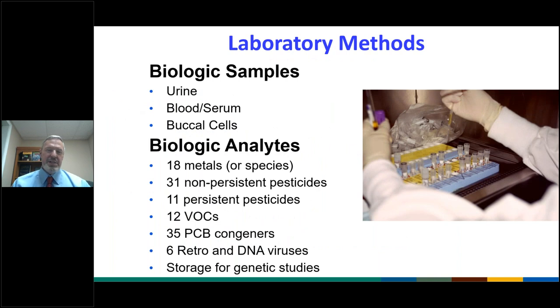So we looked at urine, blood, serum, and buccal cells for the biologic samples. We had 18 metals or species, 31 non-persistent pesticides, 11 persistent pesticides, and those were chosen from what was prevalently used in the community, in agriculture. 12 VOCs, again, because of the jet fuel, 35 PCB congeners, 6 retro and DNA viruses, and we stored samples for genetic studies.